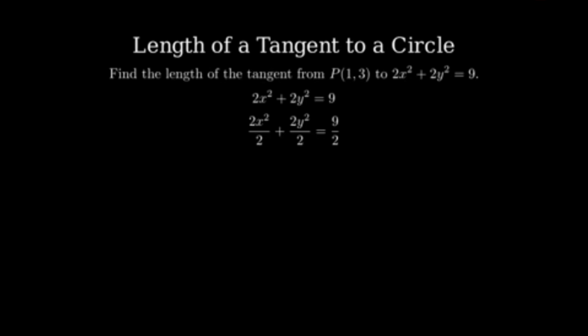This simplifies to x squared plus y squared equals 9 halves. From this standard form, we can identify the center and the radius of the circle. The center is at the origin (0, 0). The radius squared is 9 halves. Therefore, the radius r is the square root of 9 halves, which is 3 divided by the square root of 2.